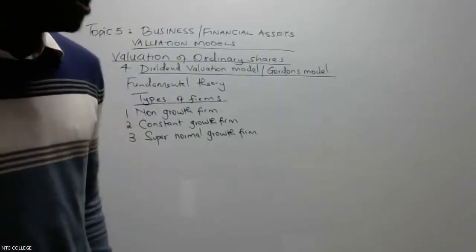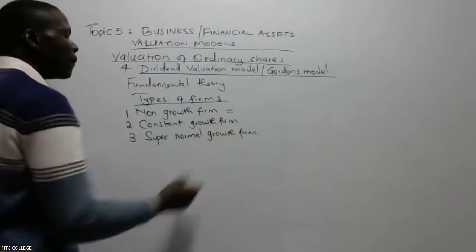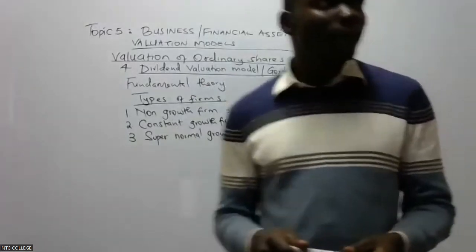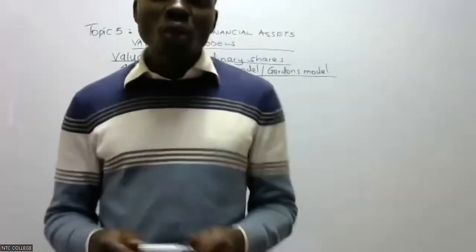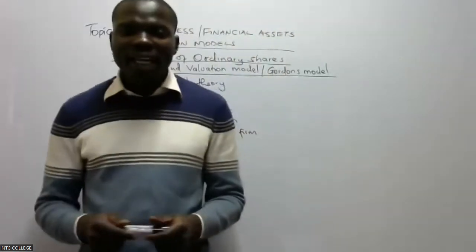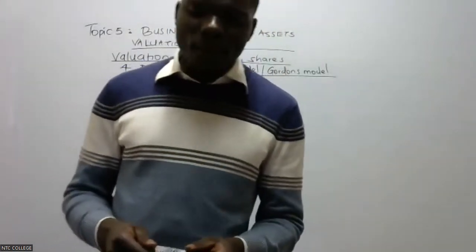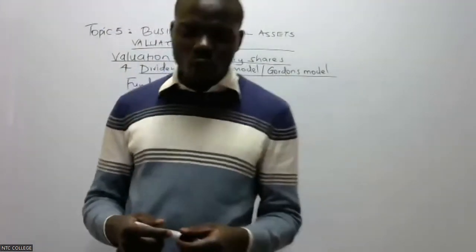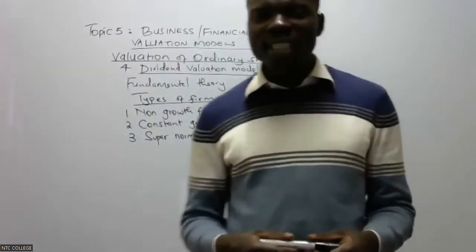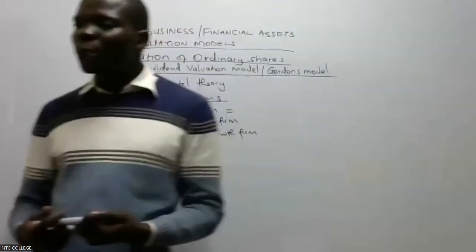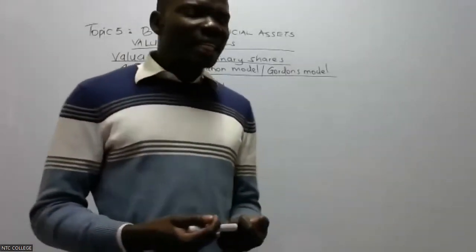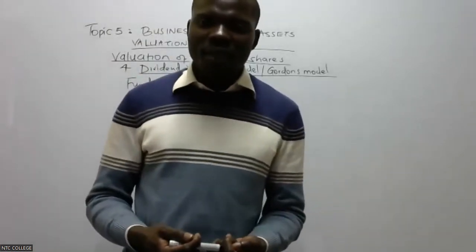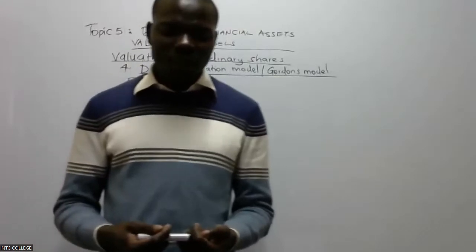So we continue. We start with the first one, which is the non-growth firm. A non-growth firm is a firm whose dividends do not grow. This means they remain constant to infinity, right?